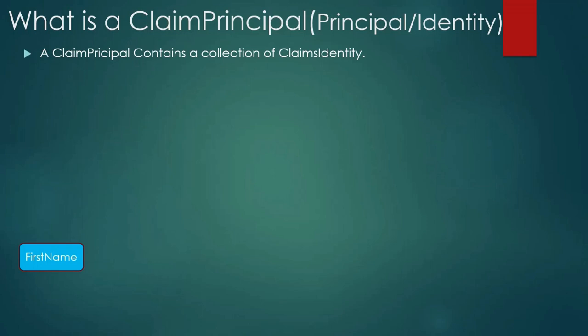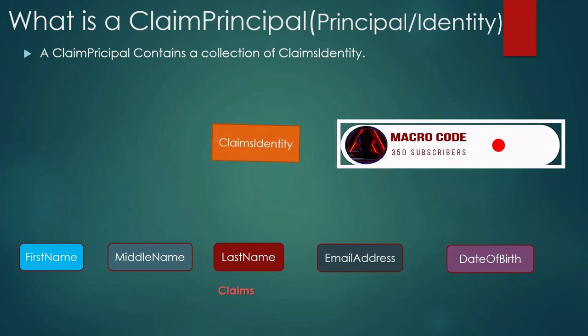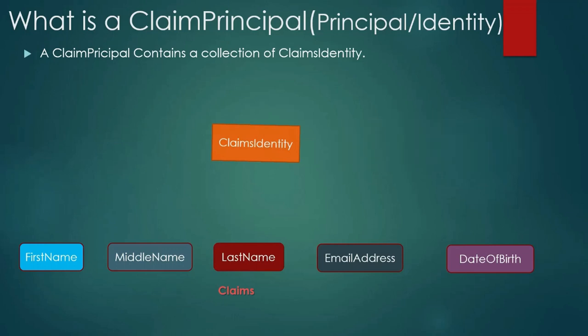We said first name is a type of claim. We have also seen the middle name is a claim, last name can be a claim, email address can be a claim, and date of birth can be a claim. All these are claims. We have also seen claims identity, and we have said claims identity is a collection of claims. Meaning it has the first name, middle name, last name, email address, and date of birth. So all these claims make the claims identity.